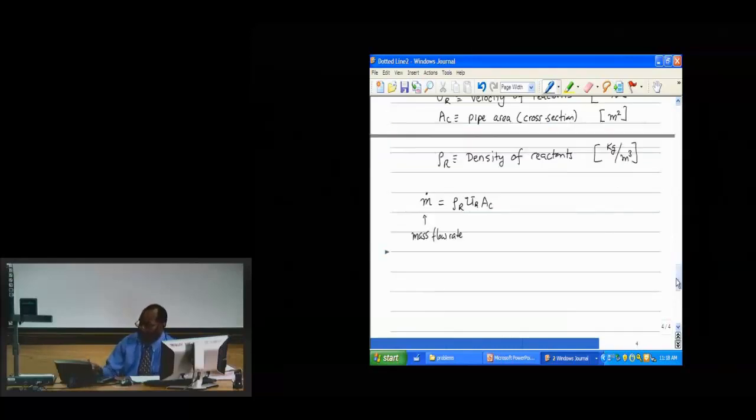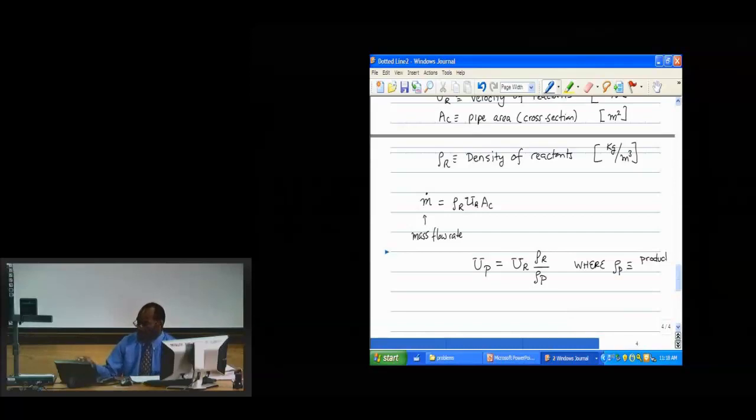So what this mass conservation relationship tells us is that if we're interested in the velocity of the products and it's a constant cross-sectional area system, the velocity of the products is equal to ur rho r over rho p. Where, again, rho p is the product's density.